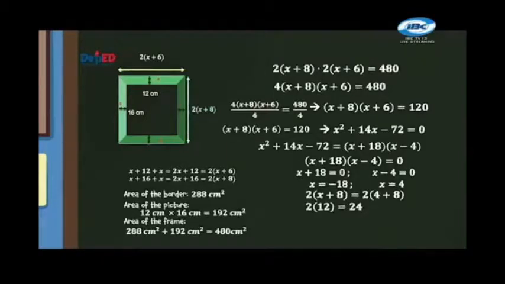The length that is represented by the expression 2 times the binomial x plus 8 must be equal to 2 times the sum of 4 and 8. And this must be equal to 2 times 12, which is equal to 24. Thus, the length is 24 centimeters.